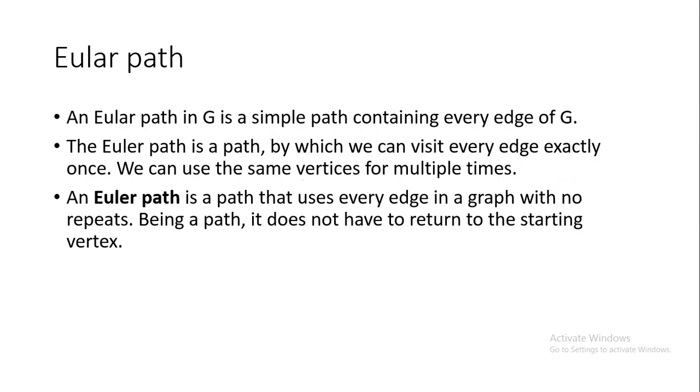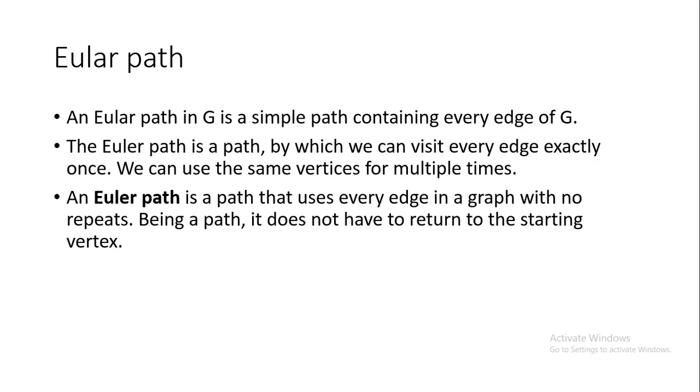Let's see first what is the Euler path. An Euler path in G is a simple path containing every edge of G. So to make a path an Euler path, there is one condition: that path contains every edge of G. Then and only then can that path be an Euler path.